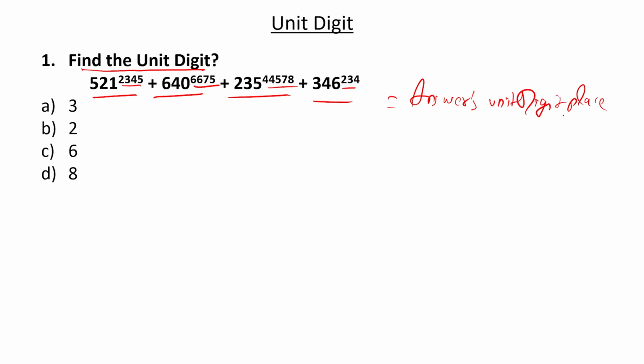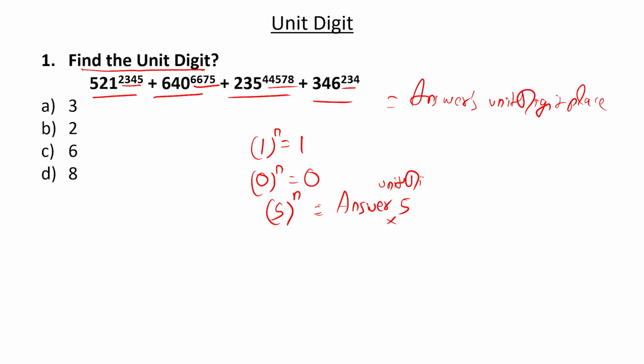So what are we going to do? First of all, let me explain. 1 power anything, that means 1 power any natural number, the value will always be 1. 0 power of natural numbers, the value is always 0. 5 power of natural numbers, that means 5 power of 1, 5 power of 2, 5 power of 3, whatever number it may be, the answer's unit digit place is always 5.